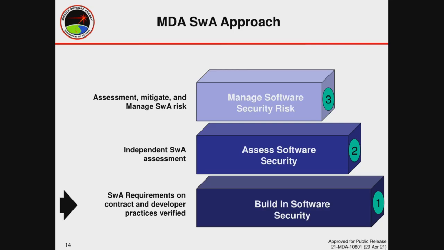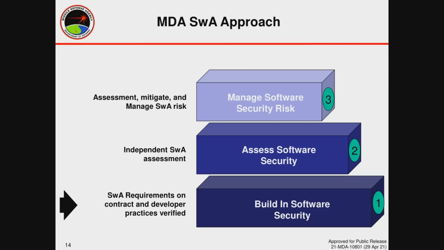The final step of our software assurance effort involves management of any of the unmitigated software vulnerabilities that were identified. In this step, the program elements document the residual software assurance risk and any mitigation plans. The program elements manage the software assurance risk according to established MDA policy. Again, step one builds in software security. Step two assesses software security. And step three manages the software security risk.